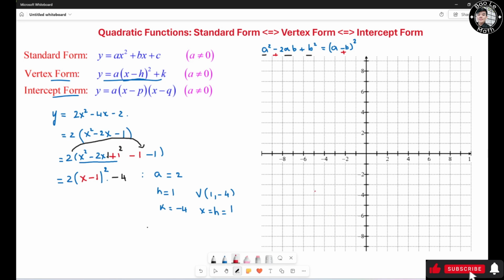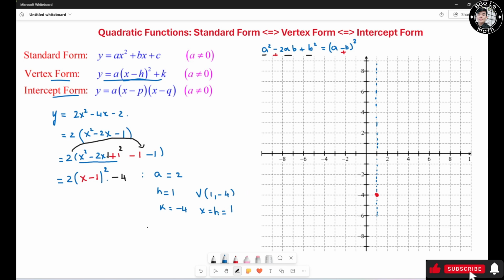So I'm going to graph this one using the vertex form. The vertex is going to be (1, negative 4): x equals 1, y equals negative 4. It's going to be right here. This is my vertex. Next, I need to sketch the axis of symmetry. The axis of symmetry is going to be x equal to 1, so 1 right here. So x equal to 1 is the vertical line. Keep in mind, the axis of symmetry is the line that splits the graph into 2 halves.